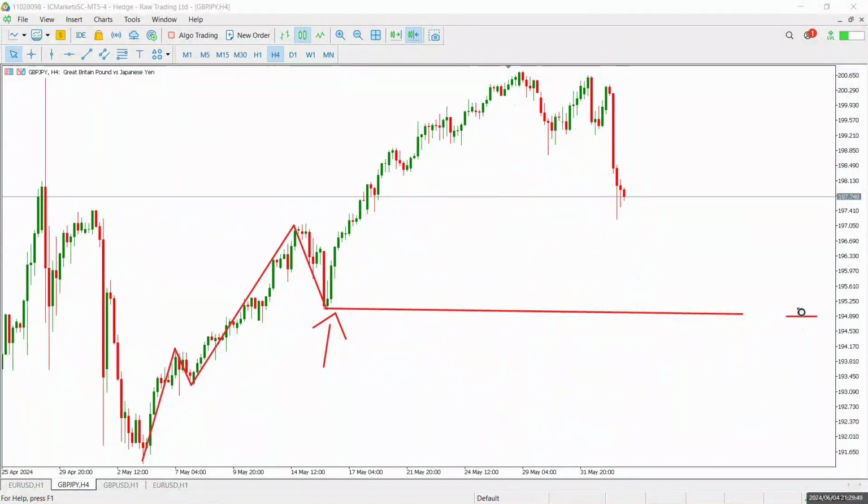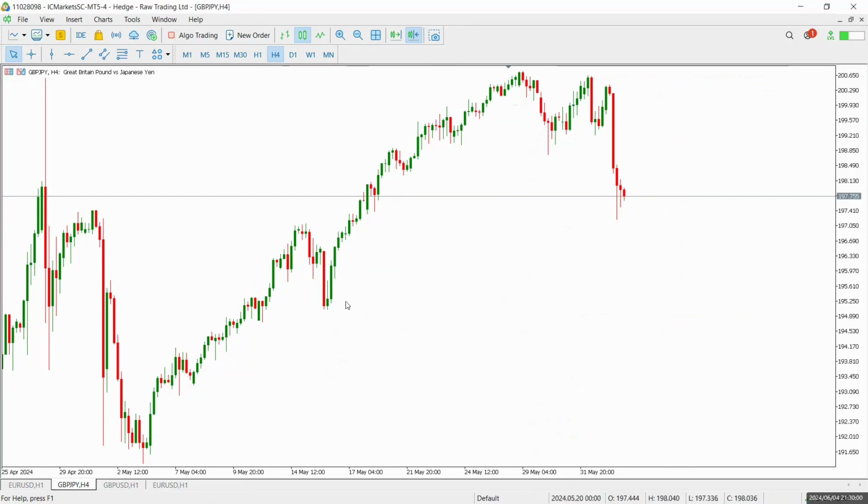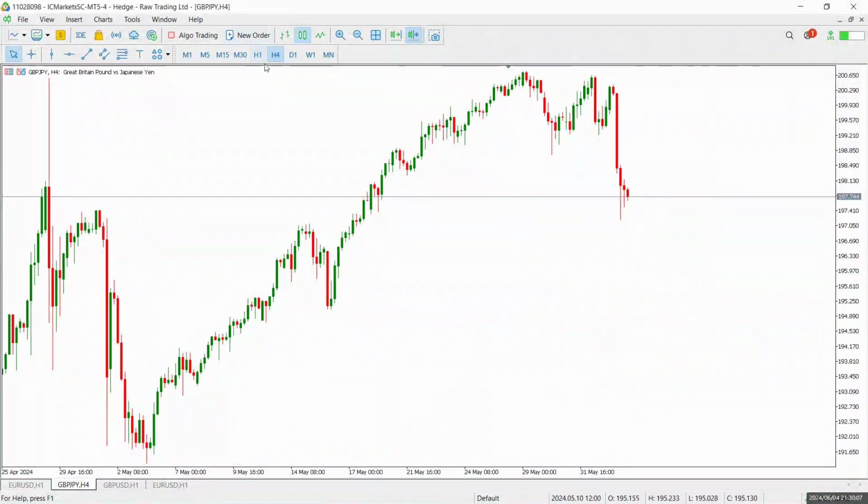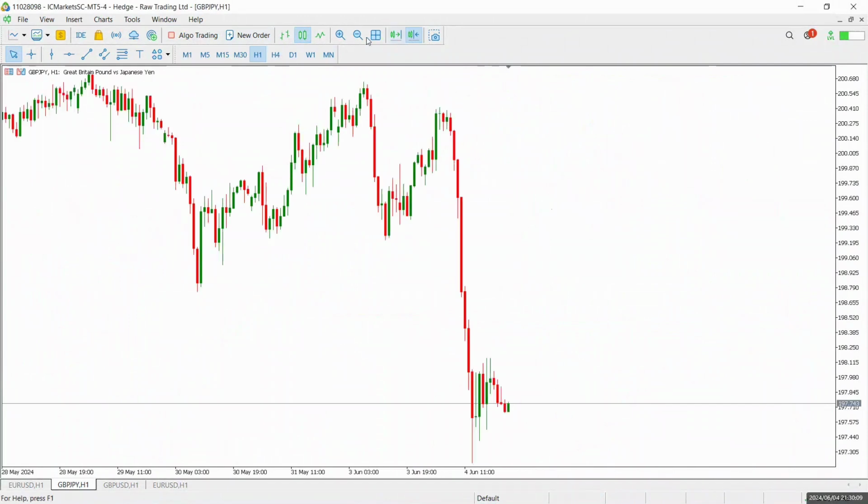I'm going to take this low right here and this high right here to our entry time frame now, which is the 1 hour time frame, to look for a trade entry opportunity within the window of smaller fractals right here. So I'm going to take this low and this high to the 1 hour time frame to look for that trade entry opportunity. Let's go to the 1 hour time frame.